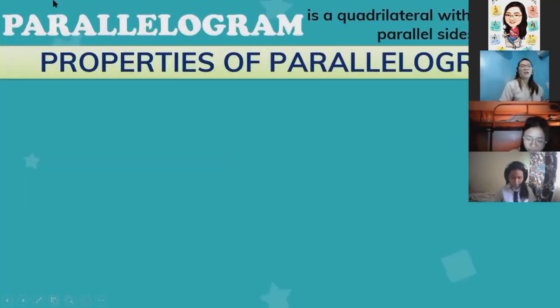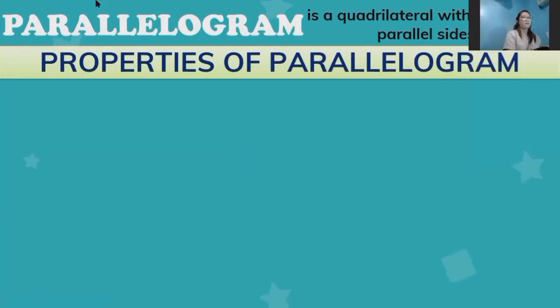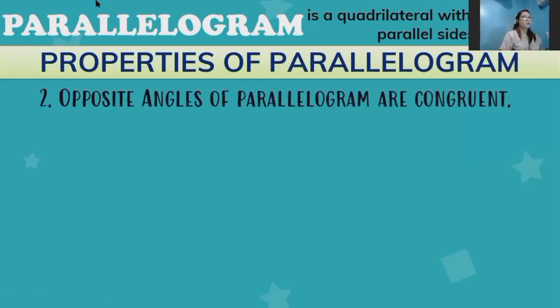So we have here a parallelogram, property number 2, for parallelograms. Okay, so let us have number 2. Would you like to answer? Read, rather. Charles, can you please read this? Opposite angles of a parallelogram are congruent. Okay, so in number one, we are talking about opposite sides. This time, we're talking about opposite angles. Let's have our figure again.